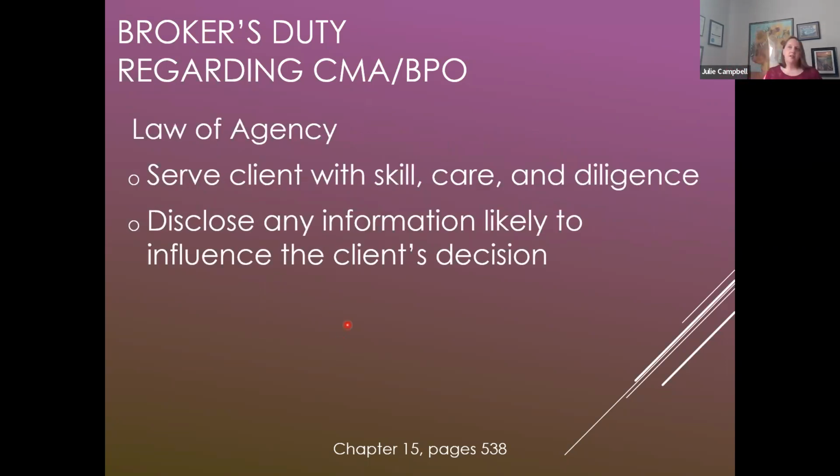The law of agency weighs in. It reminds us we have a duty to serve our client with reasonable skill, care, and diligence. That absolutely applies when we're preparing a CMA or a BPO. And anything that we come across while preparing these that might influence somebody's decision, it may not show up on the report, but if we find something that makes a little red flag go up, we need to disclose our findings, disclose what we find.